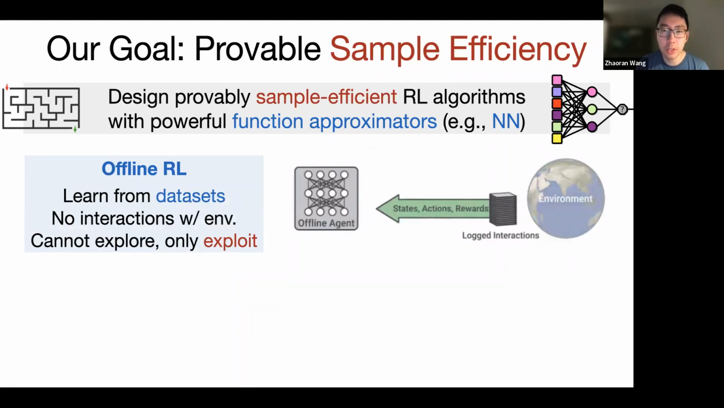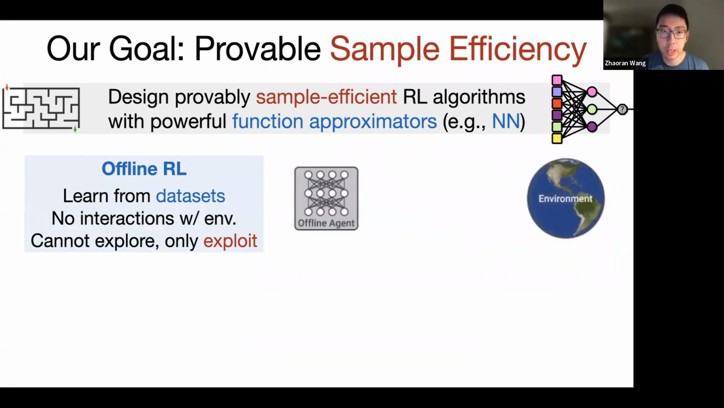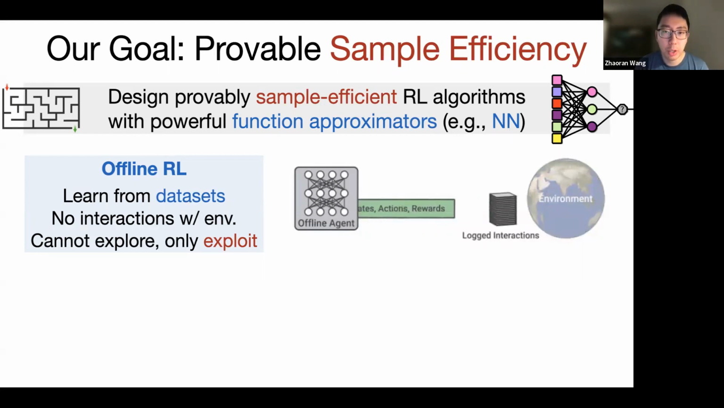So we focus on the function approximation setting where we're using deep neural networks. We will focus more on the offline setting in this talk, and we will see that the online setting is kind of exactly the opposite. Offline setting means we're learning from a fixed data set, and there's no interaction with the environment at all. So it's a one-way street. You can only exploit instead of explore.